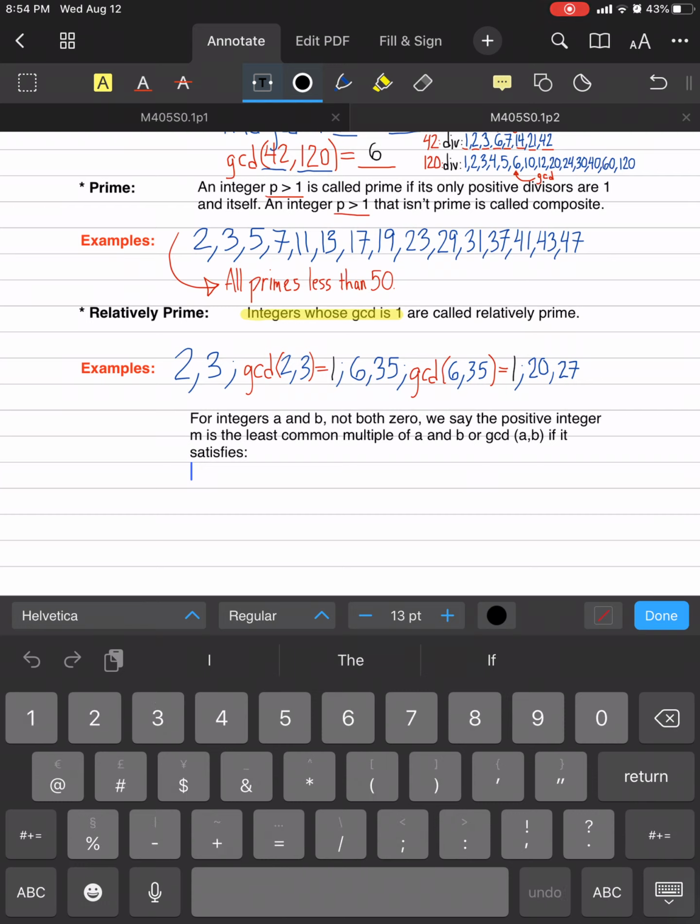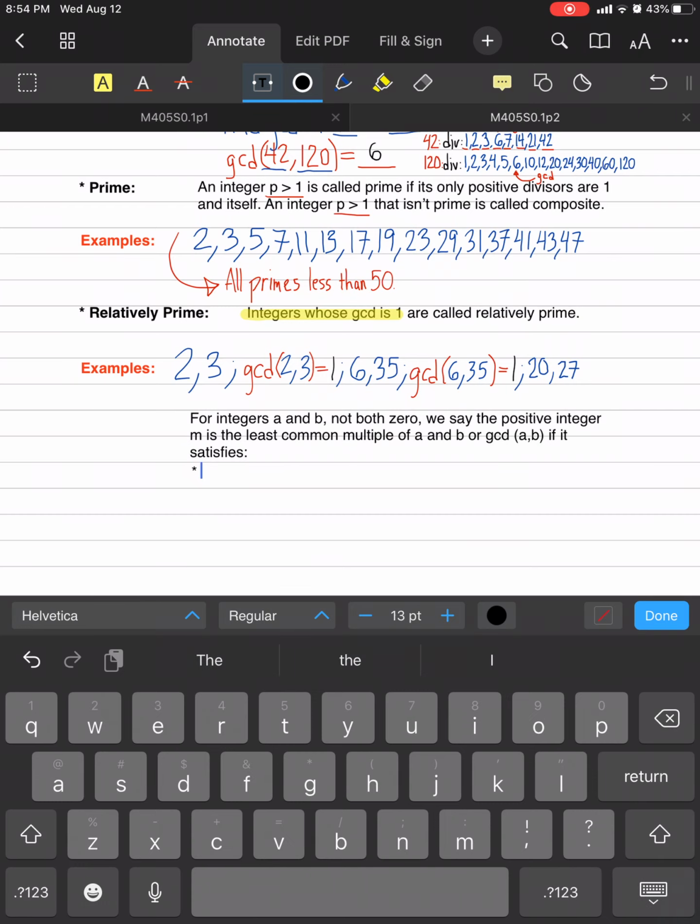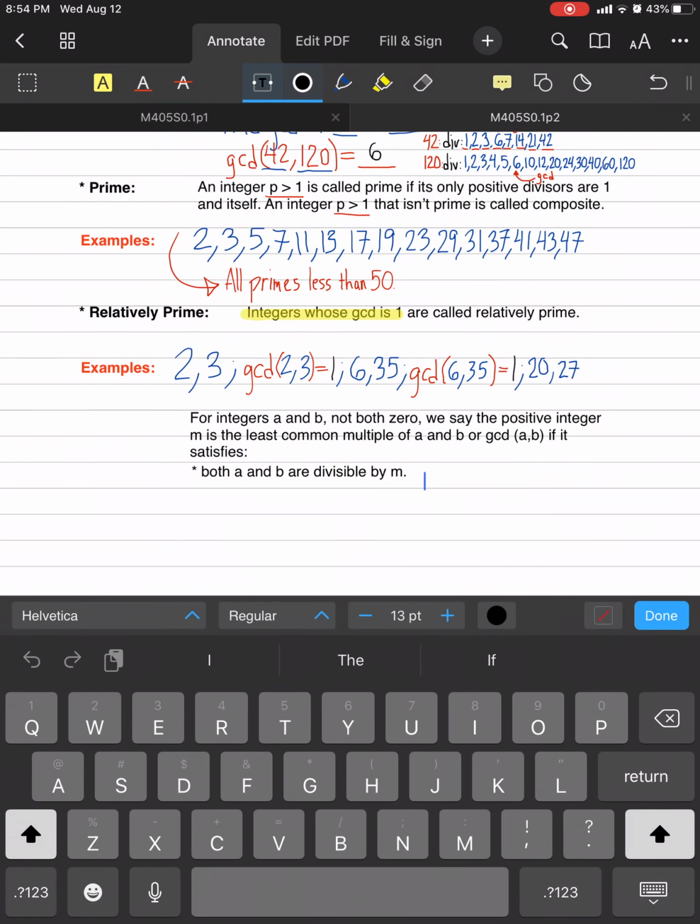So if I want a least common multiple, first it has to be a common multiple of A and B. In other words, M has to be divisible by both A and B, meaning A and B both divide M. That makes it a common multiple, like we saw before.